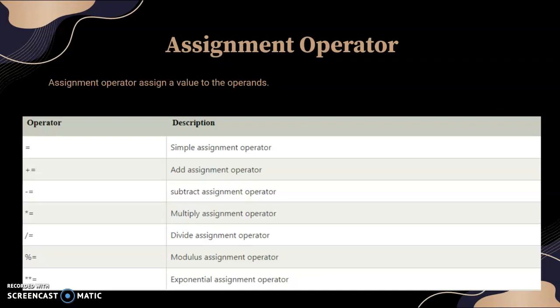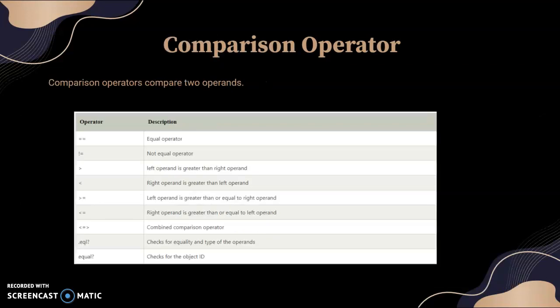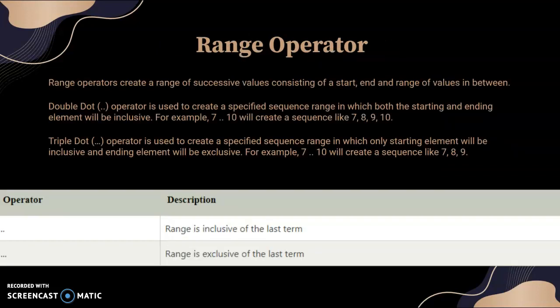Assignment operators are just used to assign values, so you can set something equal to something, you can increase the value, you can add certain numbers, you can multiply, you can exponentially raise something. Comparison operators are, like the name says, used to compare two operands, like greater than, less than, equal to. Range operators create different ranges. The double dot will have elements inclusive. If you have a triple dot, the ending element will be exclusive.